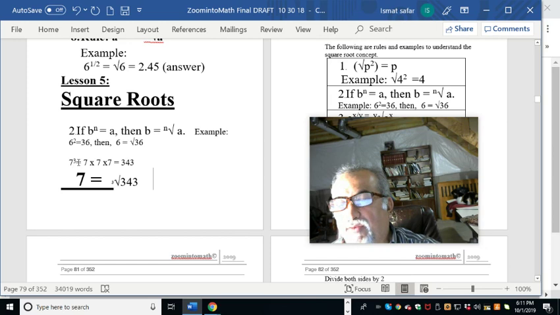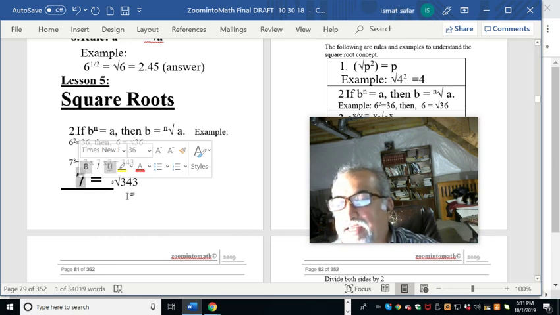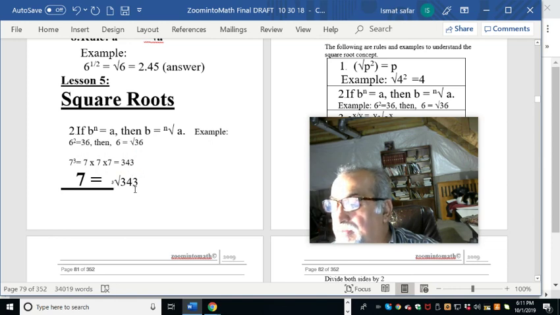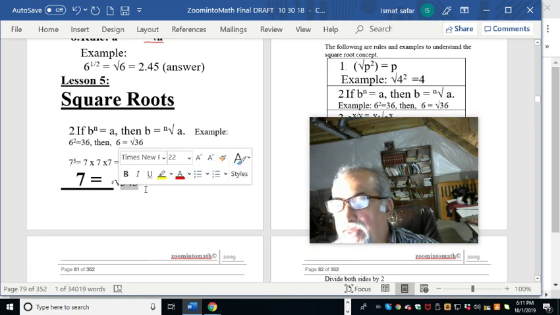So if we have B, 7 cubed, which is 7 times 7 times 7, which is 343, the rule says this 7 is the number you multiply by itself 3 times to get 343. Okay, and that is the rule.